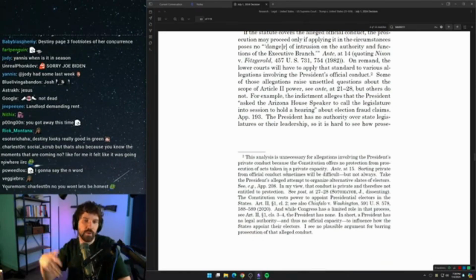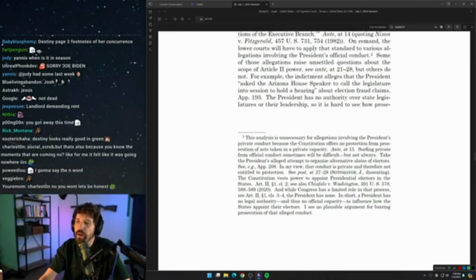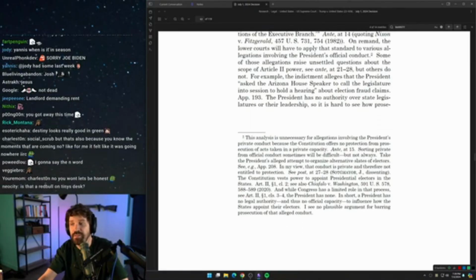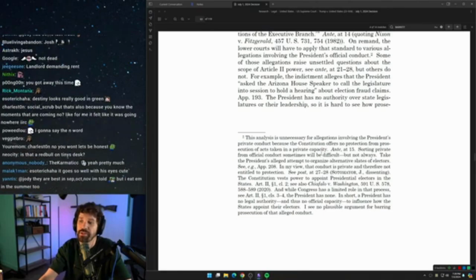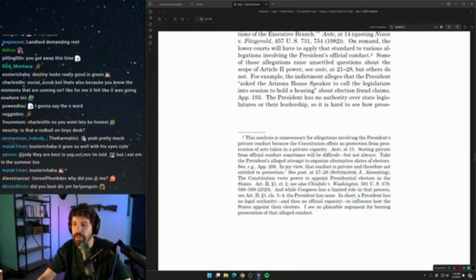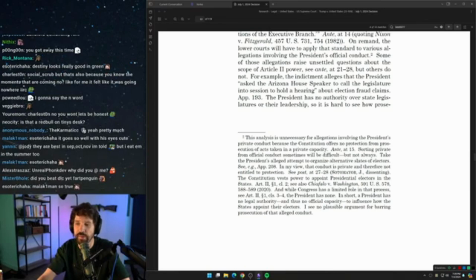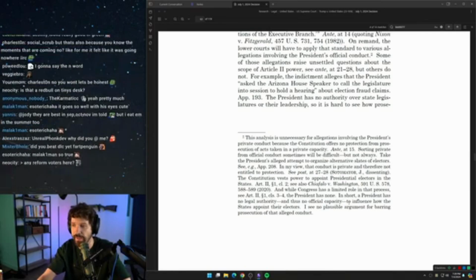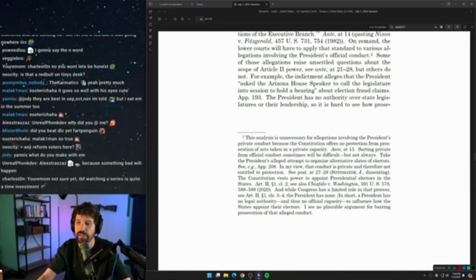Oh, here we go. So, Justice Barrett says, sorting private from official conduct sometimes will be difficult, but not always. Take the president's alleged attempts to organize alternative slates of electors. In my view, that conduct is private and therefore not entitled to protection. The Constitution vests power to appoint presidential electors in the states, and while Congress has a limited role in that process, the president has none. In short, the president has no legal authority, and thus no official capacity, to influence how the states appoint their electors. I see no plausible argument for barring prosecution of that alleged conduct.